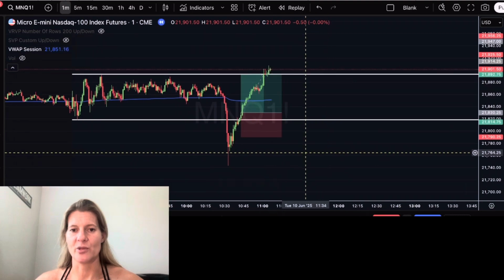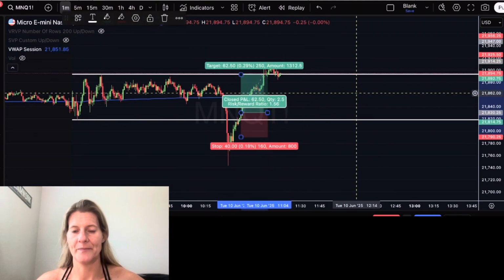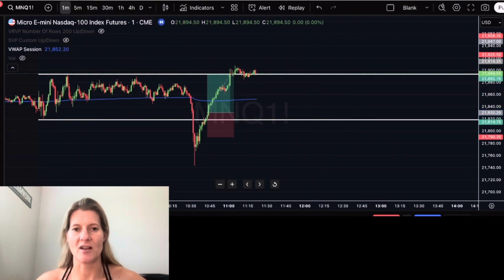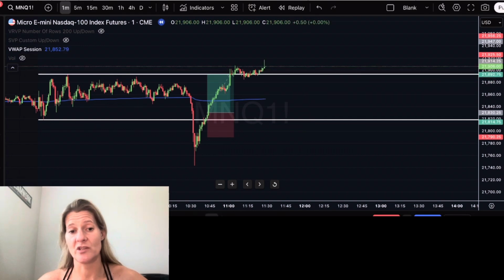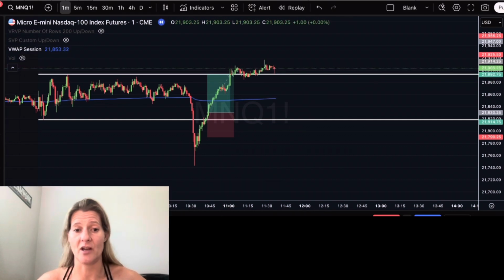All right, there you go. So you would have taken full profit there. Let's see if we get any other trades off of this range, if we're gonna get a continuation, or you can also get another failed auction on the other side of the range.